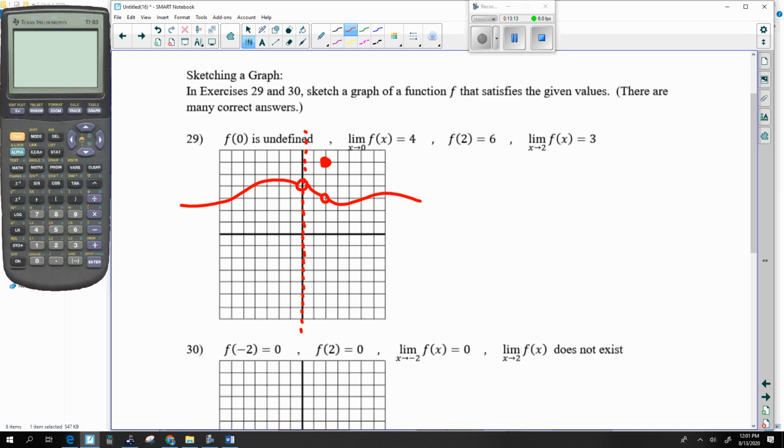f of 0 is undefined, so there is no dot at 0. As x goes to 0, the limit is equal to 4. So the line going to and from 0 is attaching to the 4. f of 2 is 6, so there's a concrete dot at 6 when x is equal to 2. However, the lines leading to and from the 2 will be equal to 3.